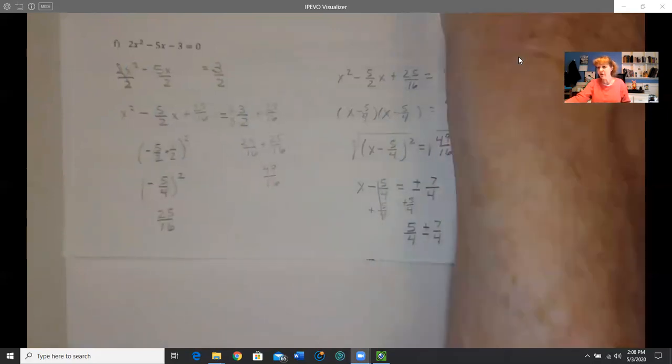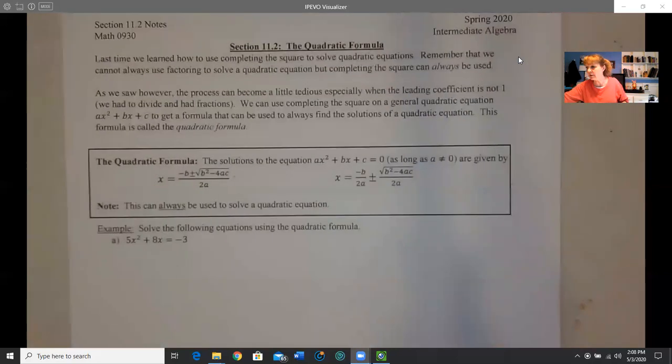So, like I say, you can always complete the square if that's a method that you really like, but it's not necessary. The quadratic formula can be very handy. So we're going to go ahead and look at the quadratic formula.